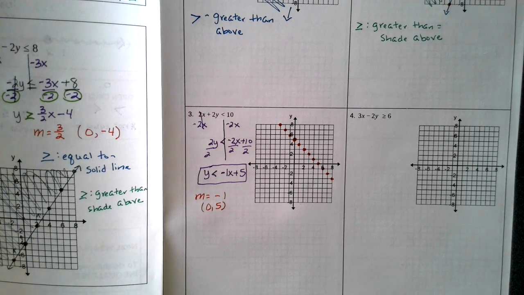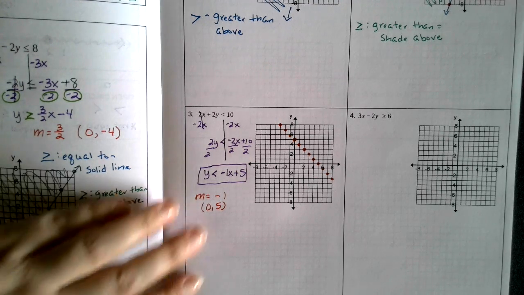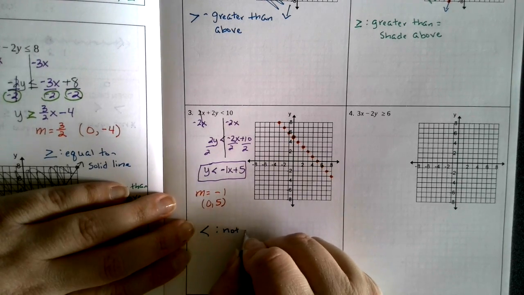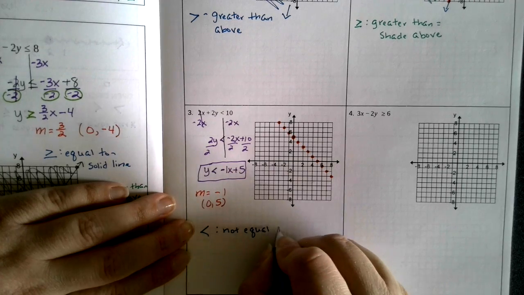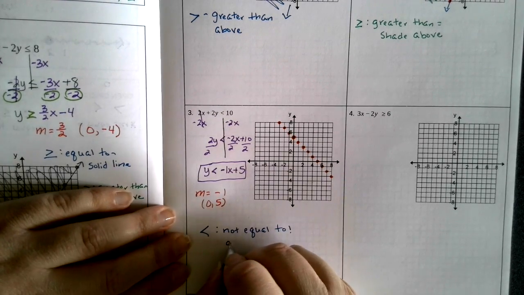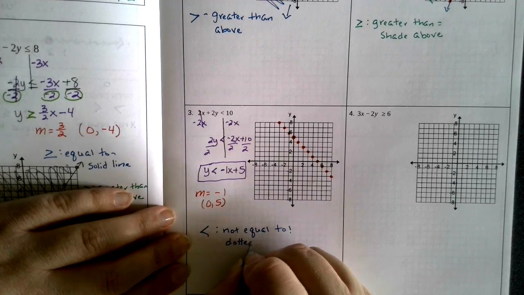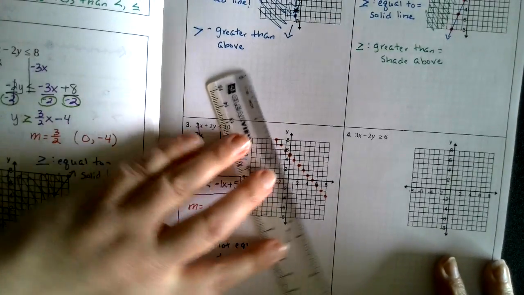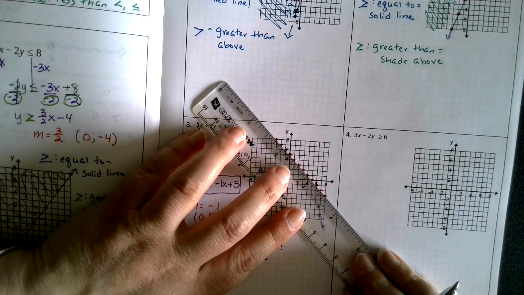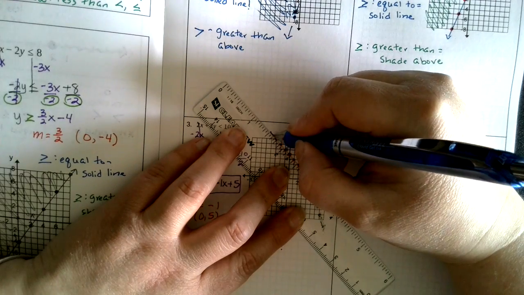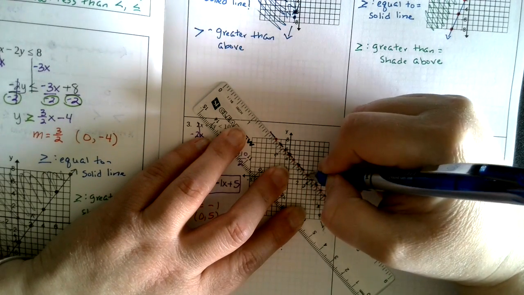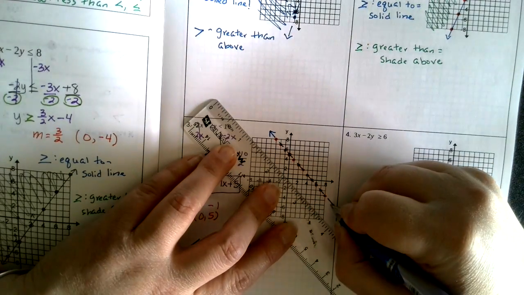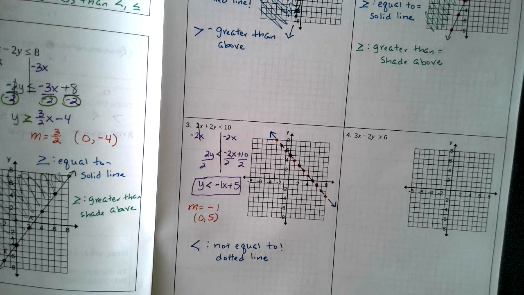All right, now I'm going to look at whether it's going to be a solid line or a dotted line. Well, I have a less than symbol, which is not equal to. So if it's not equal to, this is going to be a dotted line. So I'm going to use my ruler and line it up. And instead of just connecting it all at once, I'm just going to put a couple of lines through it and connect that way. And then draw my arrows.